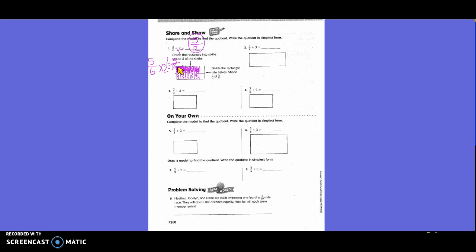All right, so the next one, how many pieces am I going to break it into vertically? 4. Okay, how many of those 4s am I coloring in? 3.